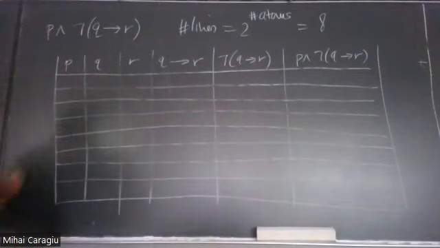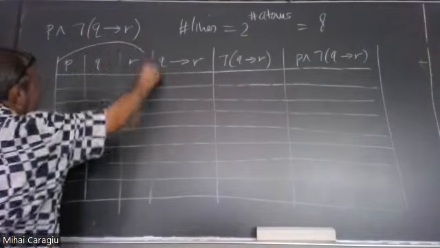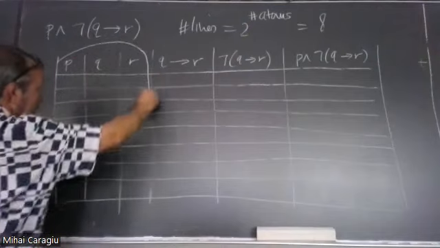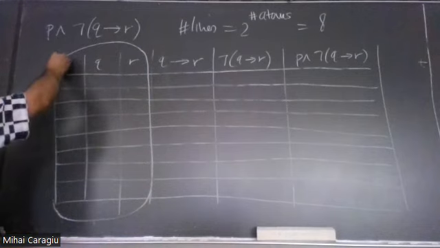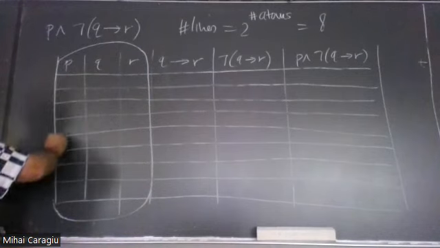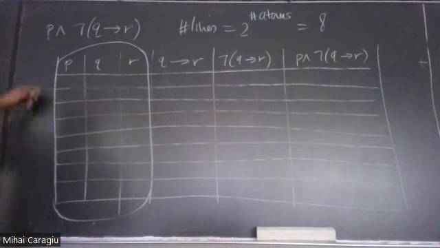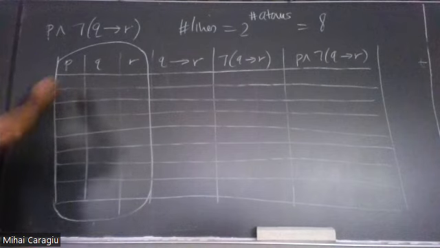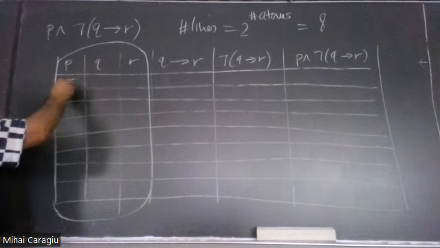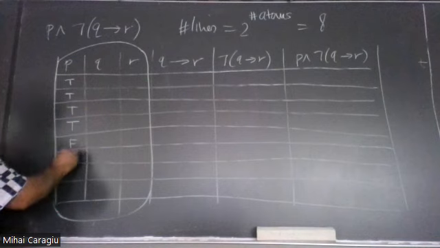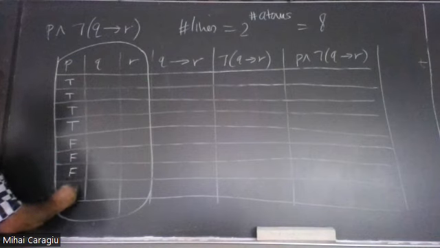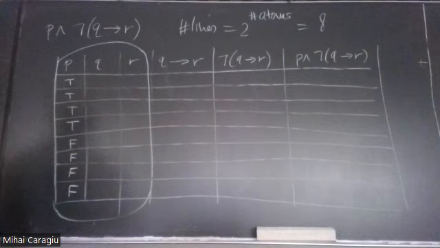Now, how to complete the columns of the atoms? These are the columns of the atoms. Let's agree on a standard way of completing the columns of the atoms. So look at the column of the first atom. First half with T's, second half with F's. So true, true, true, true. 4 T's and 4 F's. False, false, false, false.